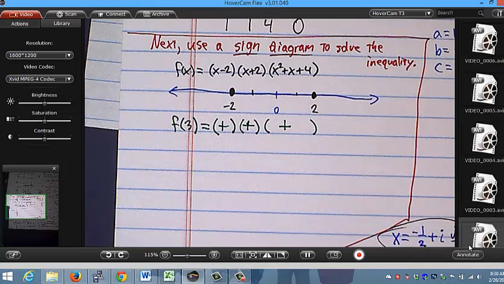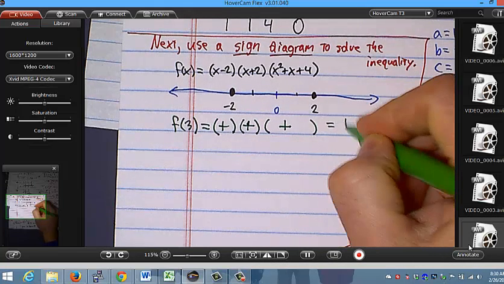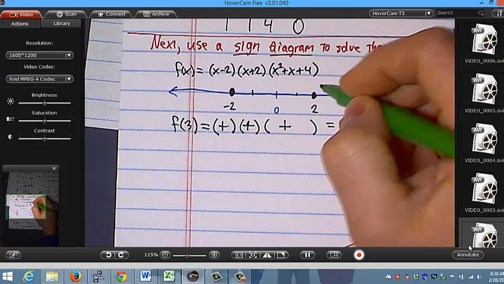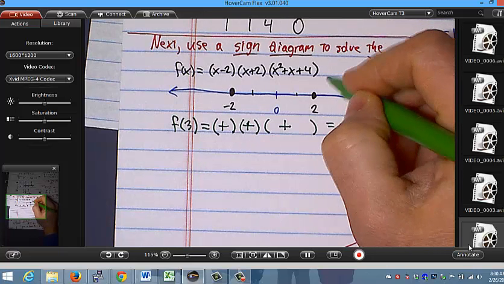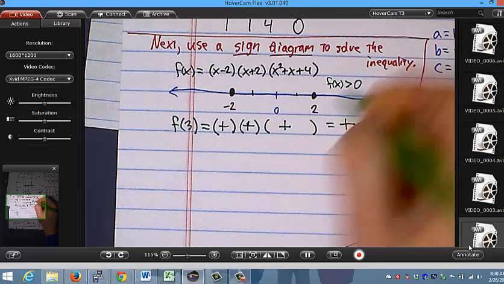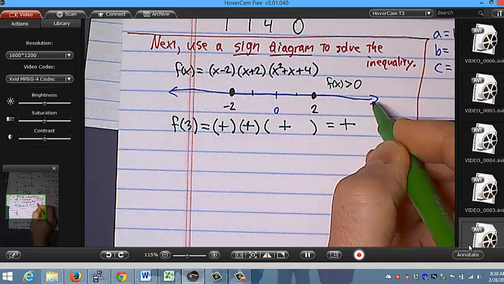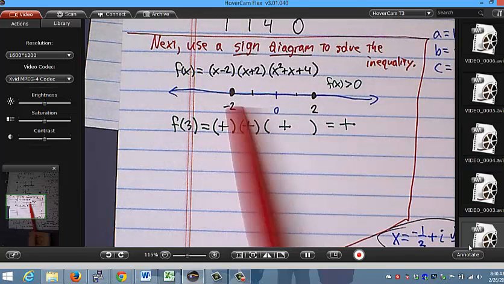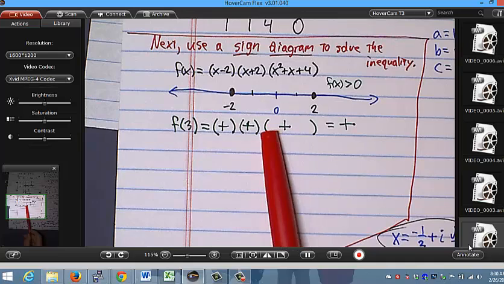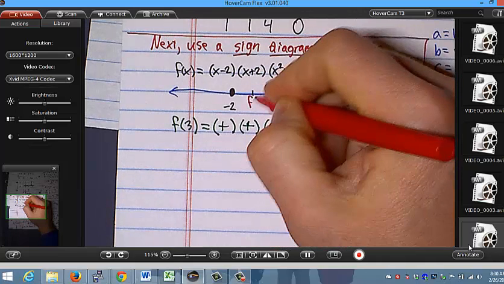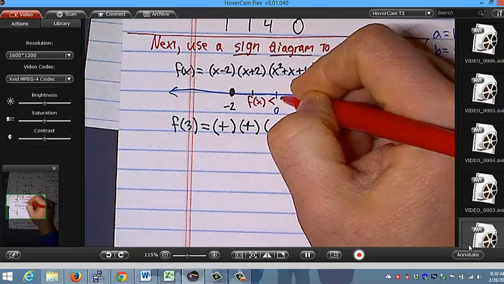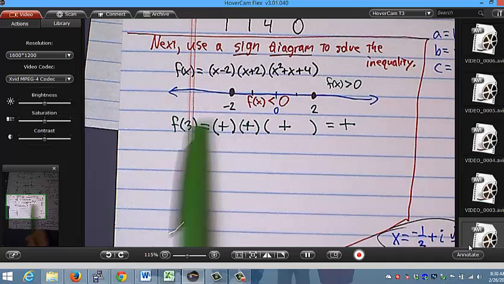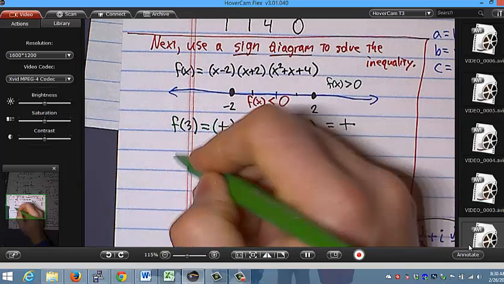Here we are. Positive. So what's that mean? It means that f of x is greater than 0 over here, right? f of x is greater than 0 anywhere over here. You guys with me? Now what happens in here between negative 2 and 2? We already tested 0. We knew that was a solution. So over here, f of x is less than 0. And now the only thing left to test is something over here. What do you guys want to try? How about negative 3, right?